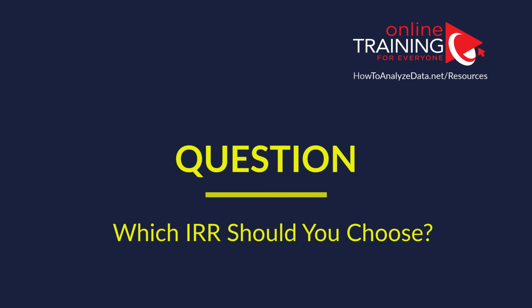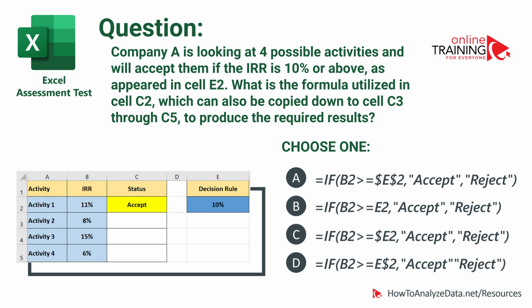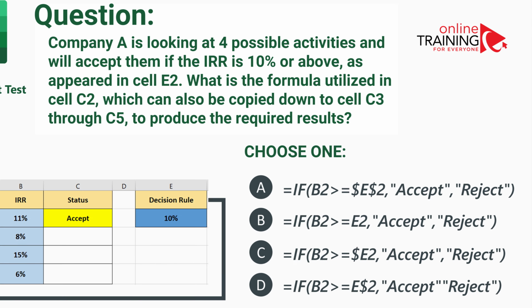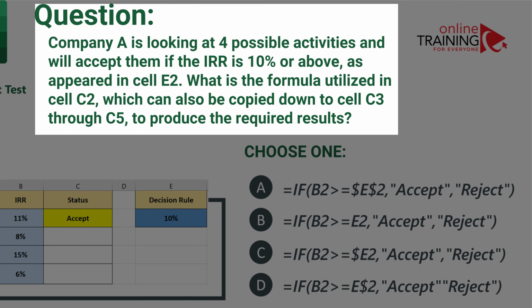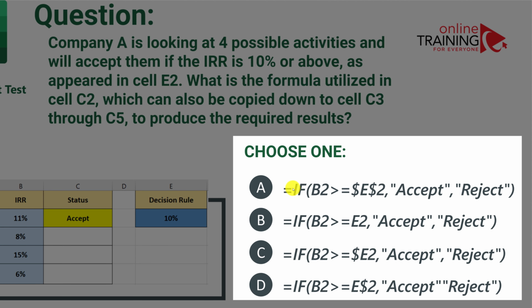Let's look at a tricky Excel assessment test question, which we frequently see as part of the tests. Company A is looking at 4 possible activities and will accept them if the IRR is 10% or above, as appeared in the cell E2. What is the formula utilized in cell C2, which can also be copied down to cells C3 through C5 to produce the required results? There are 4 choices here, all use the IF formula, and there is a table here which represents the activities. What do you think is the right answer?